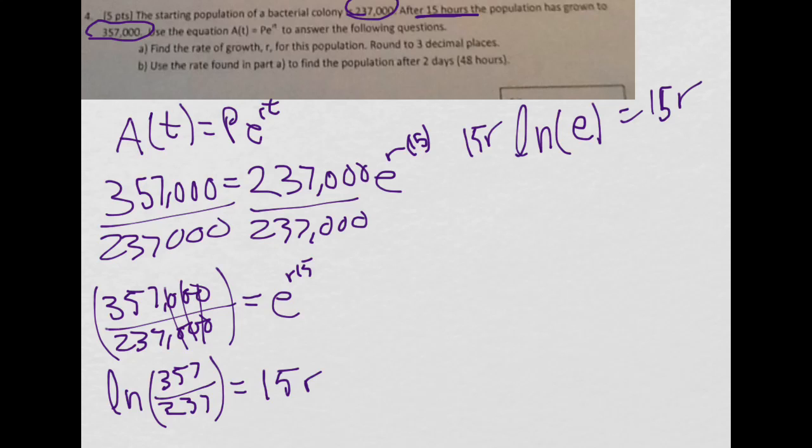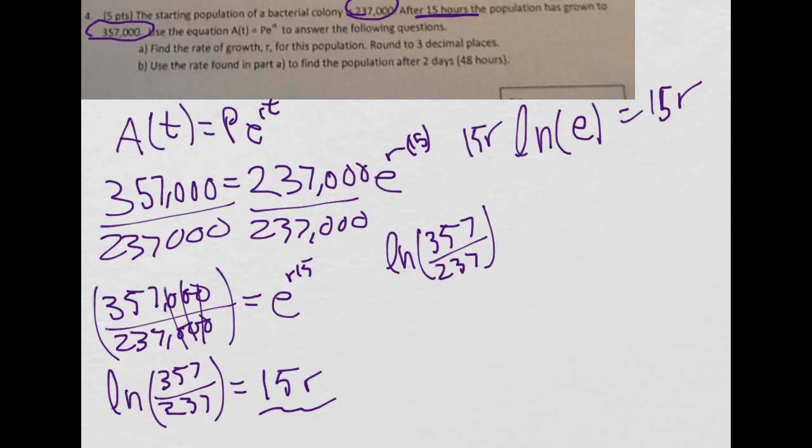Well, last step, we're almost done, but right now we have 15 times r. We need to solve it for r. So, divide by 15. ln of 357 over 237.